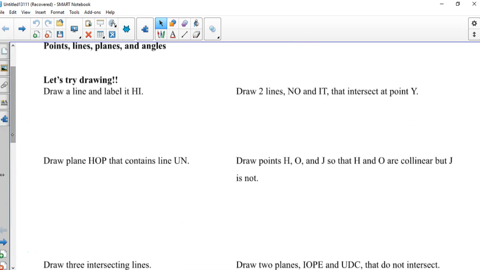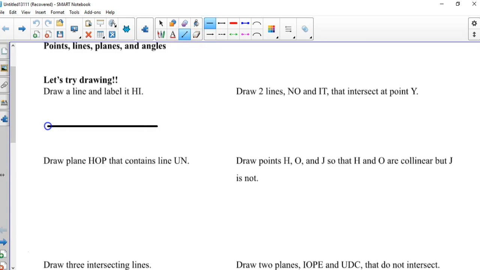And label it HI. You always want to use a straight edge for this. And then all you do is put 2 dots anywhere you want. They can be on the ends, they can be in the middle. You can do HI, you can put IH. It makes no difference.